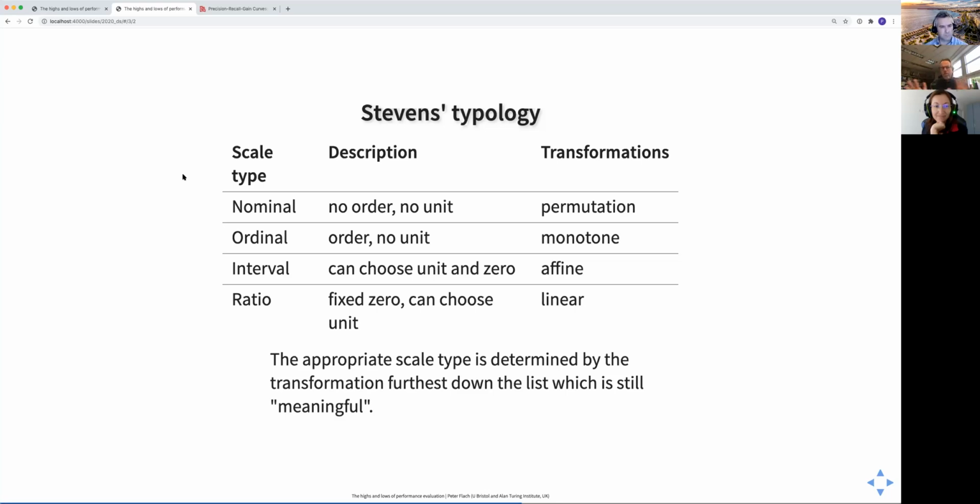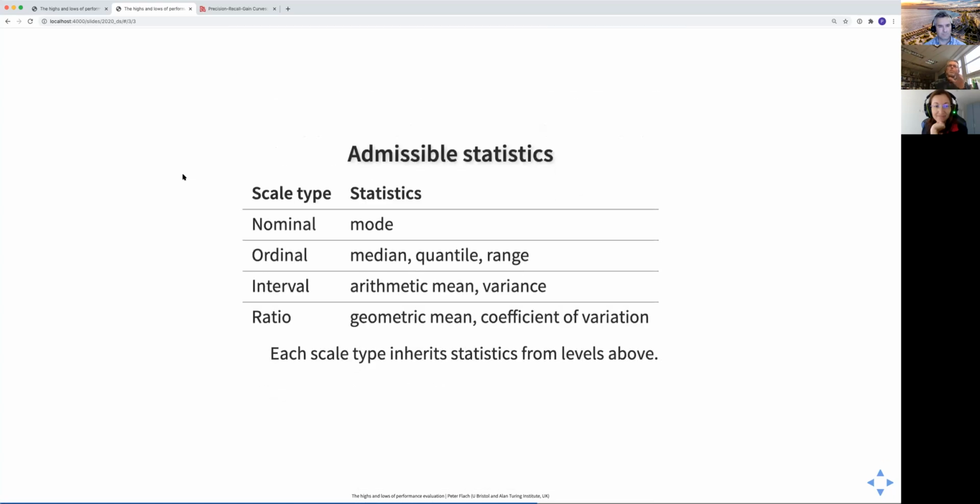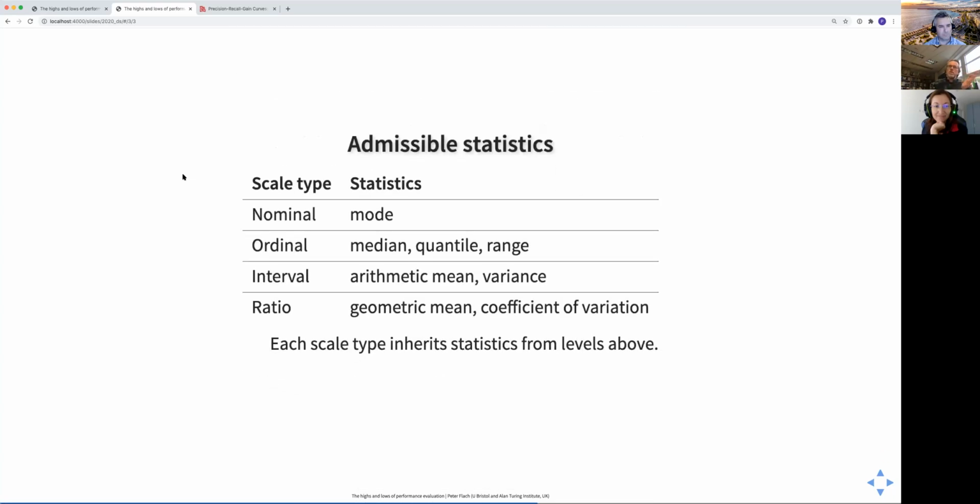So this is all very appealing, but this is the situation described in 1946, and we haven't really moved on from this. Plus, you can say something like, well, what are the admissible statistics in each case? If you have a nominal attribute, you have the mode, you can determine the most frequent value. If you have ordinal, then you have quantiles. If you have an interval, then you can start taking the mean and variance. Ratio scale, you can then also start multiplying things together and so on.